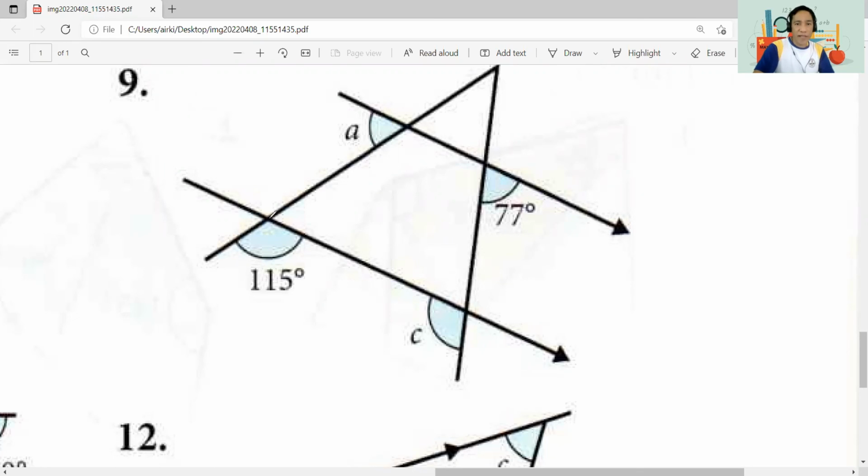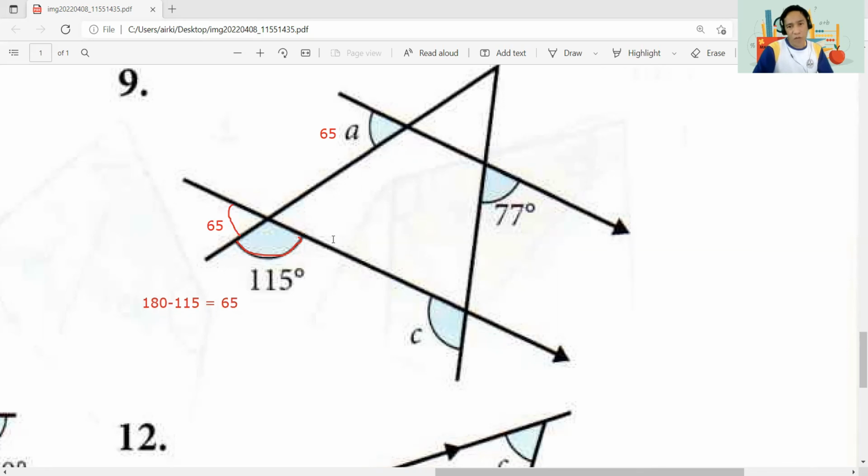So if this angle is 115 degrees, therefore this angle is equal to 180 minus 115 degrees, and that is equal to 65 degrees. So therefore, this angle is 65 degrees. And if this angle is 65 degrees, therefore, angle A is also 65 degrees. It's because they are corresponding angles.